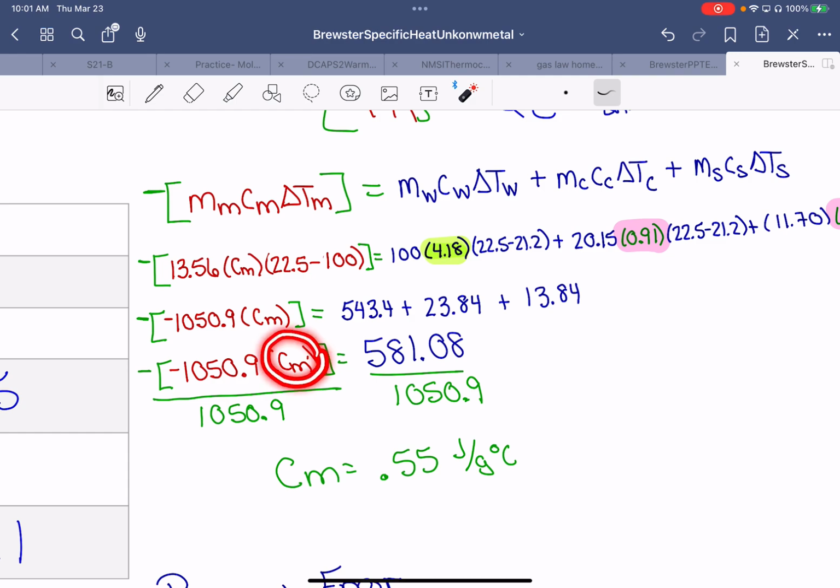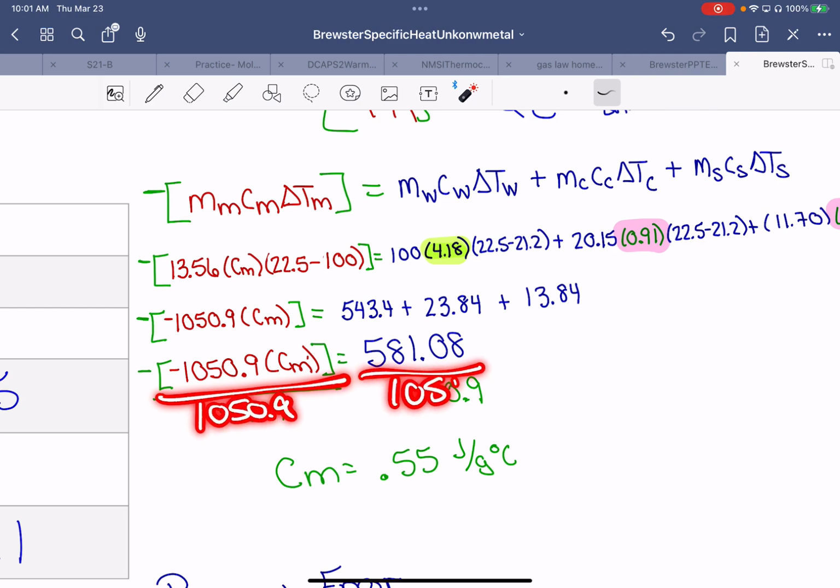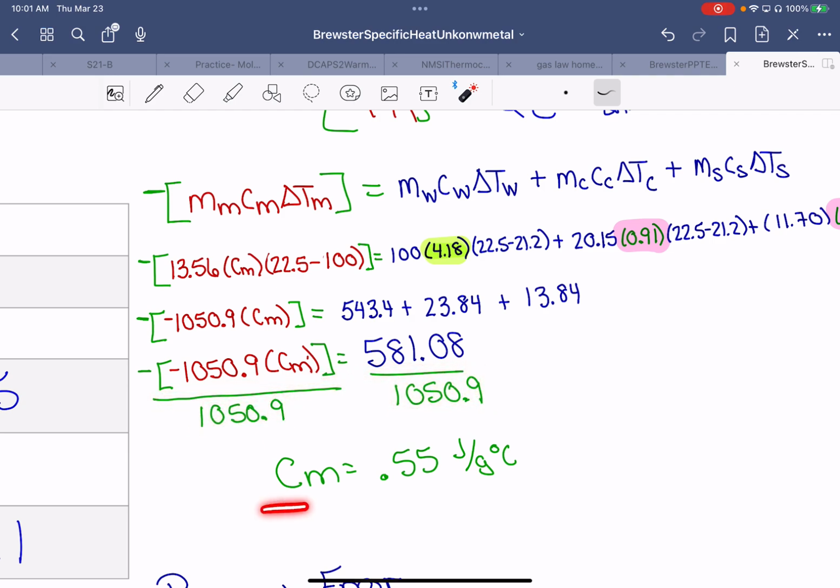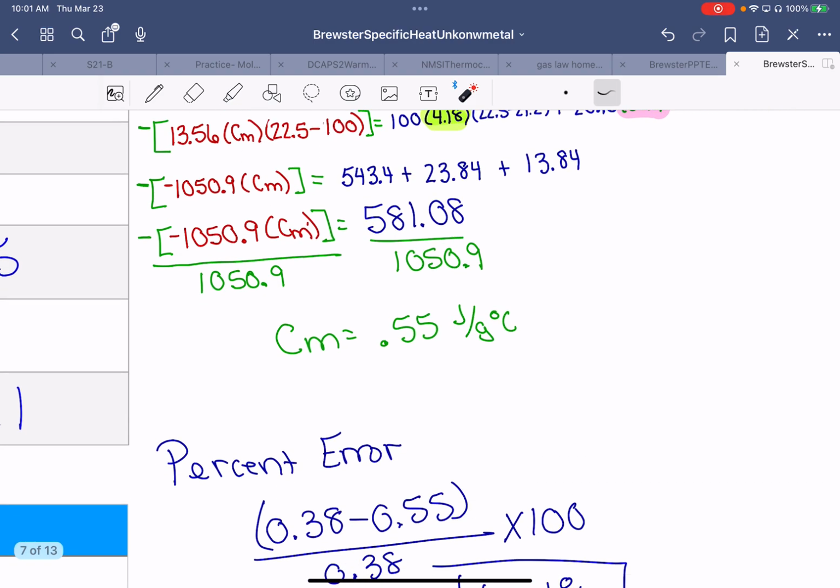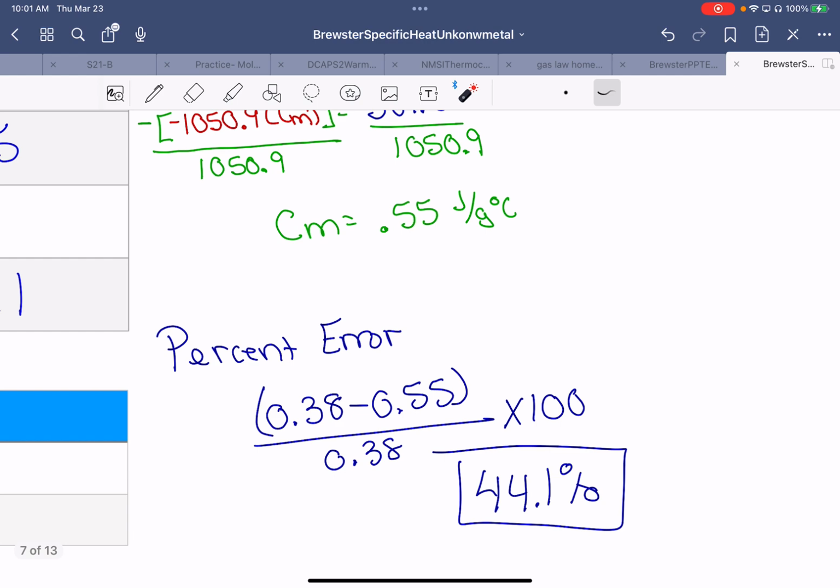We've now got to isolate our CM. A negative times a negative gives me a positive, so I divide by the 1050.9. And I'm going to get, for this one, CM equals 0.55 joules per gram degree Celsius. And that's okay. I'm going to do my percent error on it again.